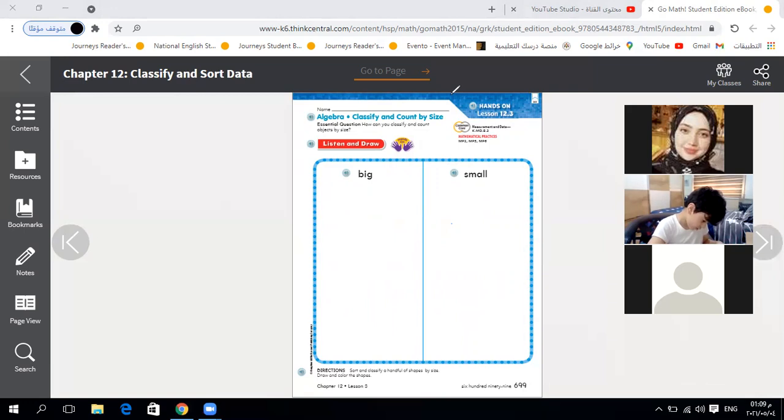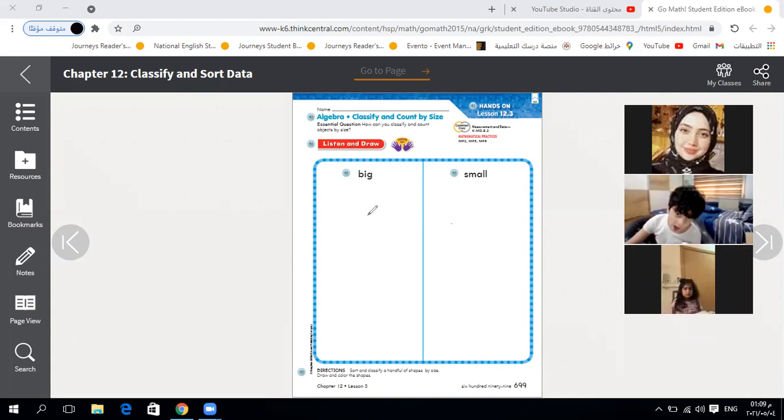So, come on Amir, look at me here. Yes, you have to turn on your camera and look at me here. Now we're going to classify and sort things by size. Just the apple we see, okay? So here I'm going to draw a big apple. This is a big apple. And here I'm going to draw a small apple.